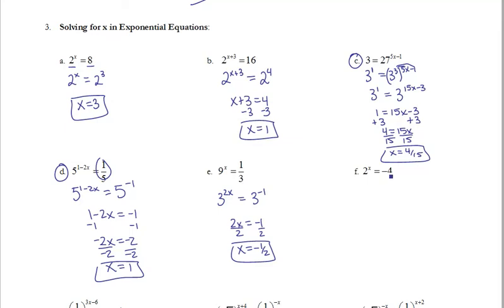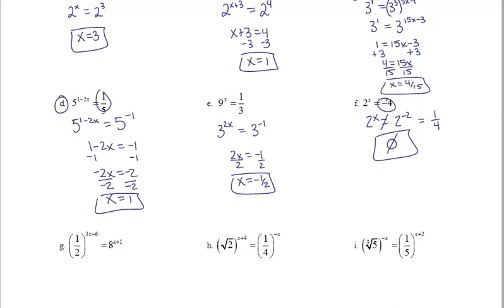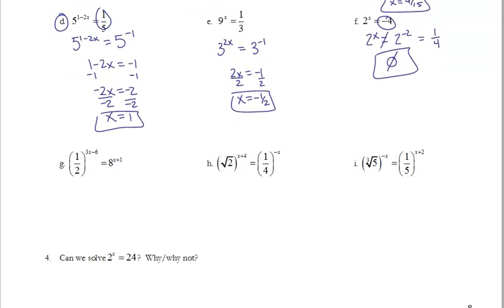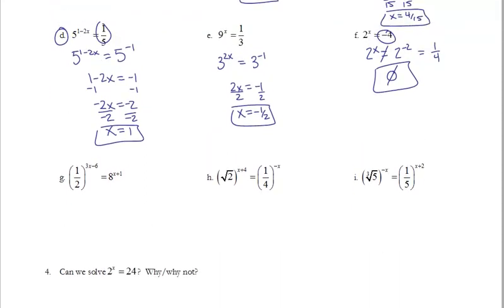Okay, this one. So this is tricky. We have 2 to the x, and then we have a negative 4. 2 to the negative 2nd won't work because that's 1 over. Is there any 2 to a power that will give negative 4? The answer is no. That's no solution. Okay. All right, let's try a few more.